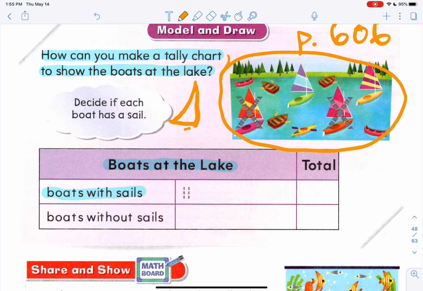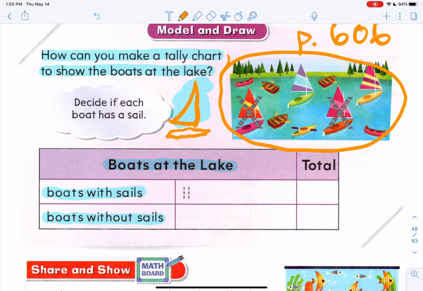So if you've got a little boat, that's the sail. So we're going to count the number of boats with sails, and then we're going to count the number of boats without sails. And we have to use the boats that are in the picture. Now, they got us started, but this is tricky. So pay attention. We're going to go slow on this one.